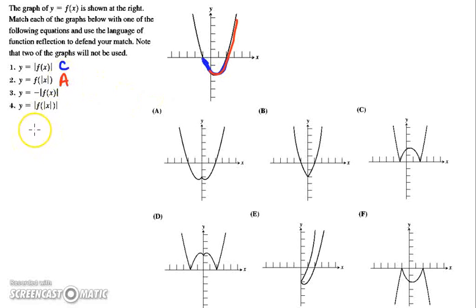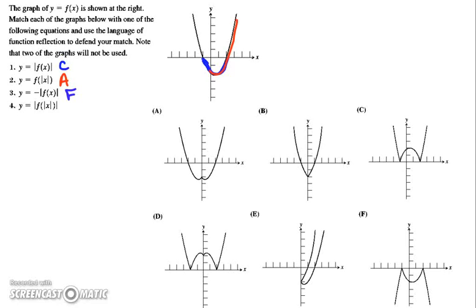Now if we look at 3, 3 is going to be related to 1 pretty well, right? We have absolute value of f of x, and 3 wants the negative absolute value of f of x. So this negative out front, if we remember, that's going to take what we had originally and reflect it over the x-axis. So if we started out here for the absolute value of f of x, if we reflect that over the x-axis, we're going to end down here at F.